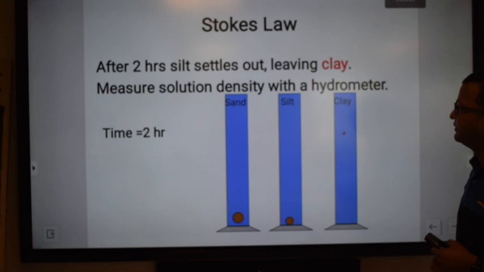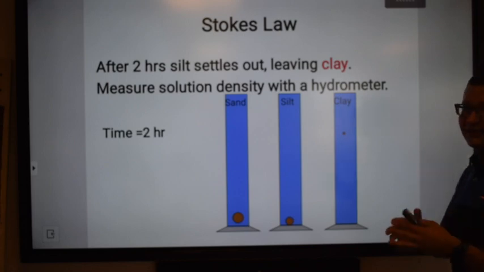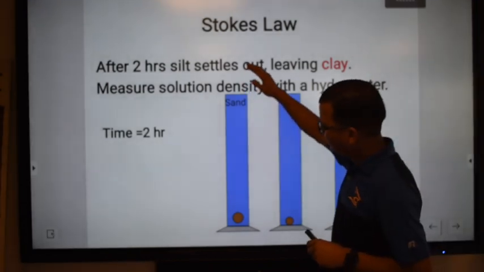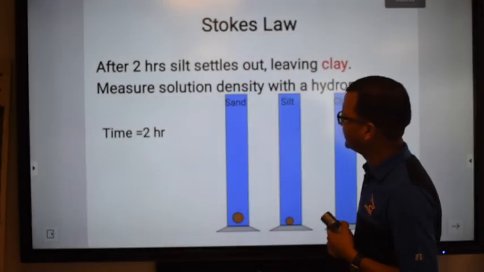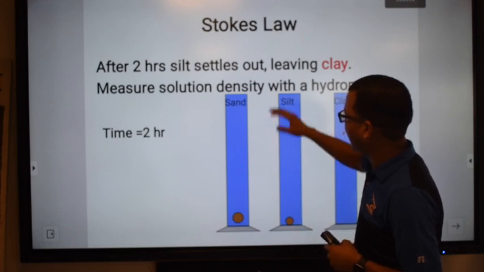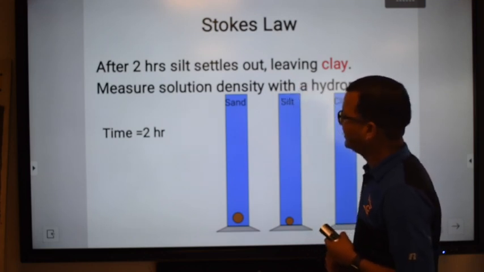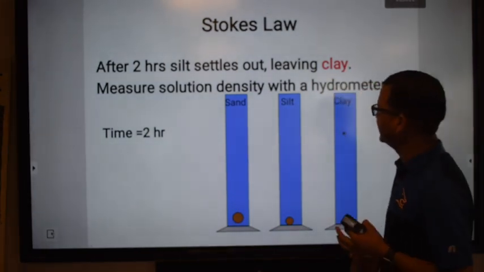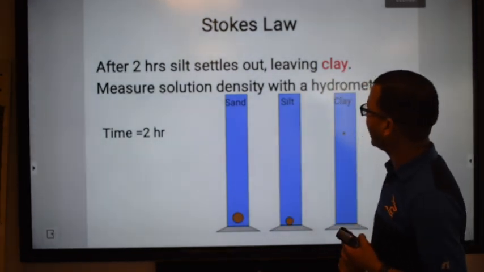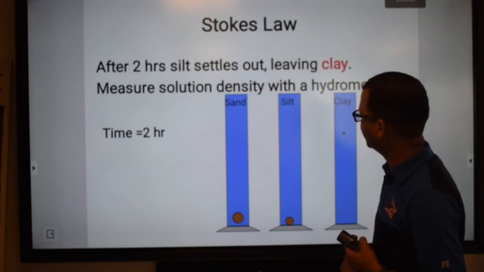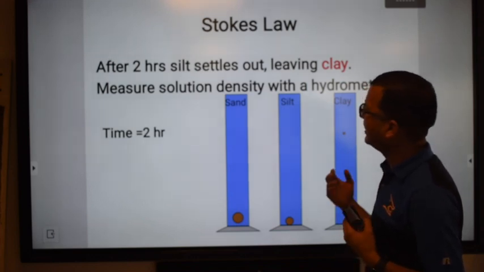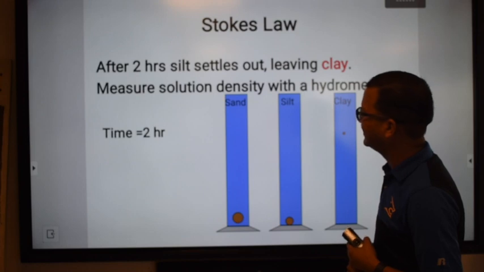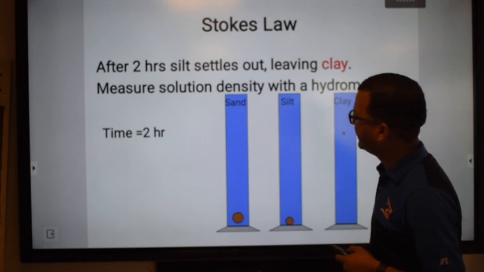We use the hydrometer to measure the solution density, and we can use that information to determine the texture of your soil. That's what we are doing in our lab today. We'll use the soils that you collected in lab 4. We'll be using 2 soils, one from each lab section, and we will show you how to determine the texture of the soil that you collected.